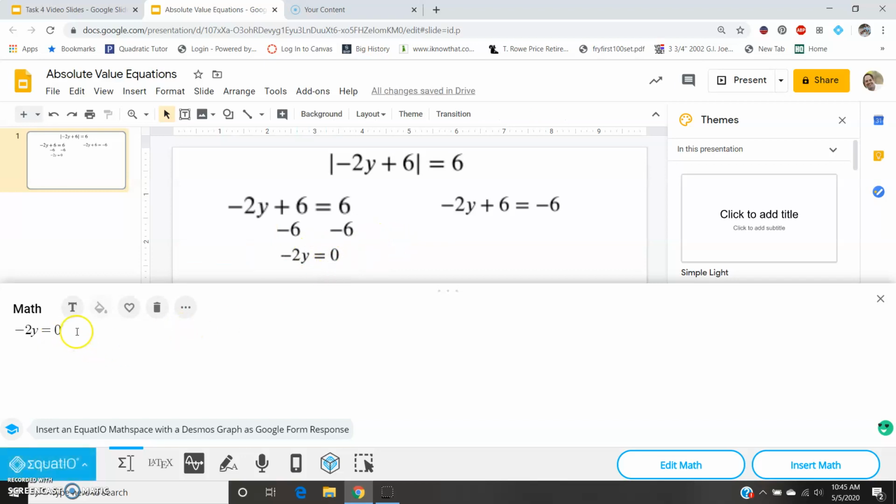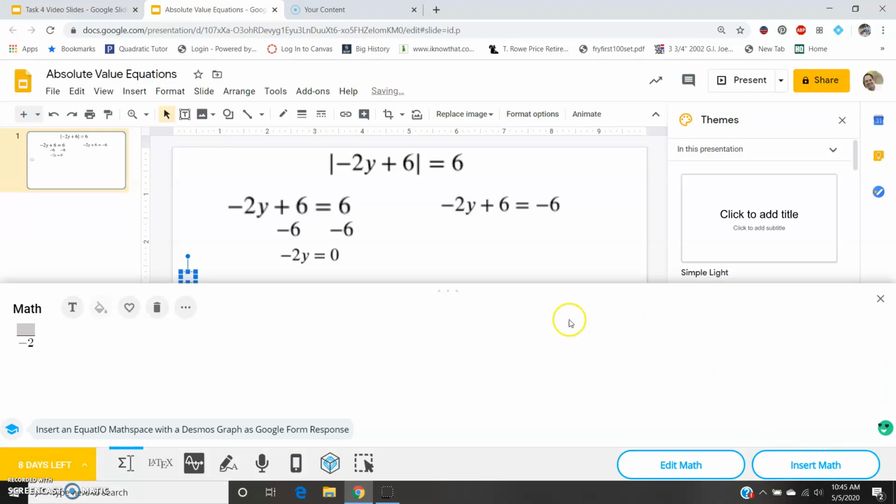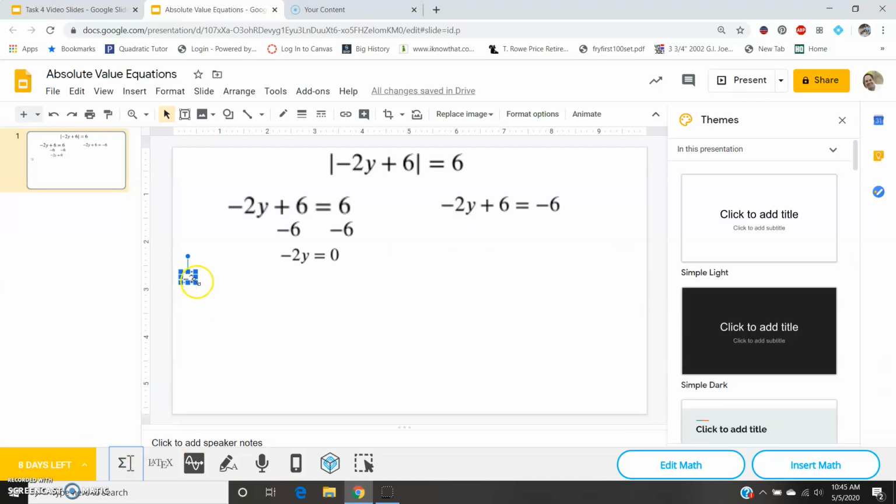I'm going to divide both sides by negative 2. So that's the divide button, next to shift on the right side. I'm going to click into the denominator and put -2. I'm going to insert that. I'm going to copy and paste that to both sides of the equation as well. I'm going to get rid of him so I can see what I'm doing. Divide -2, Control C, Control V.